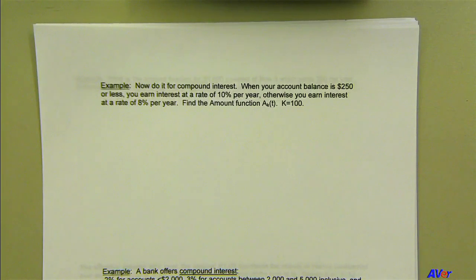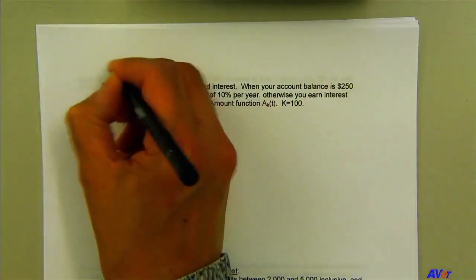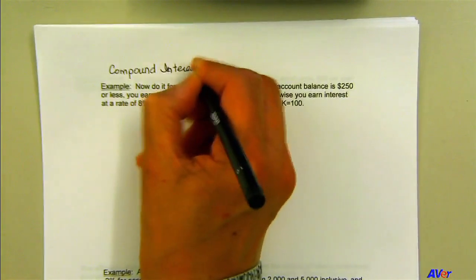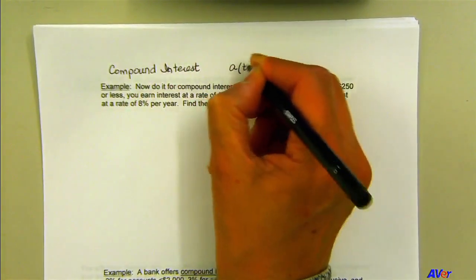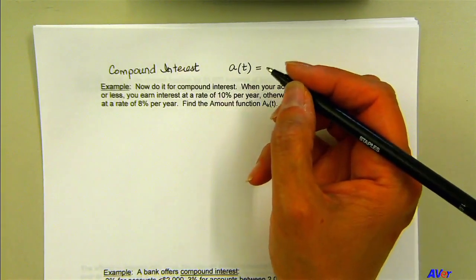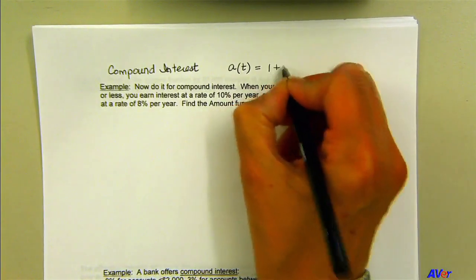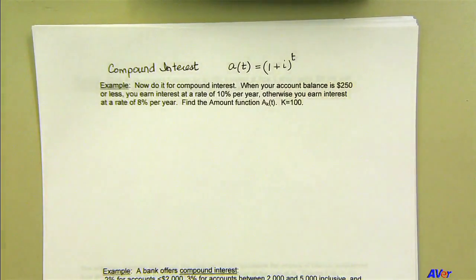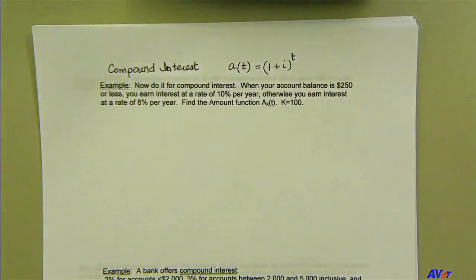Let me ask you, what is A of T, lowercase a of T, for compound interest? Compound. What is lowercase a of T? Somebody tell me what this is. 1 plus I to the T. Right. 1 plus I to the T power. Okay, so can you build it now? Can you build this AK of T like we did for simple interest? Can you do the same thing for compound interest?